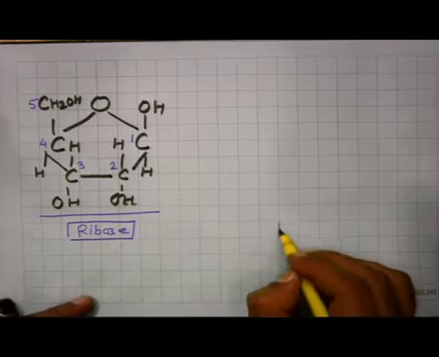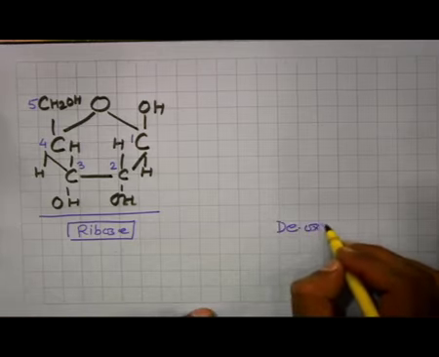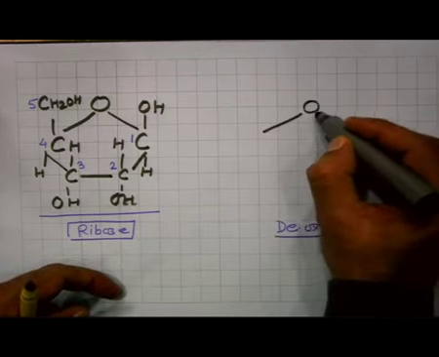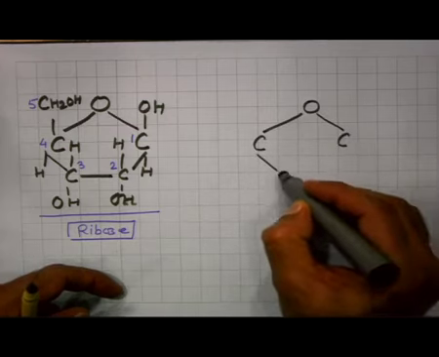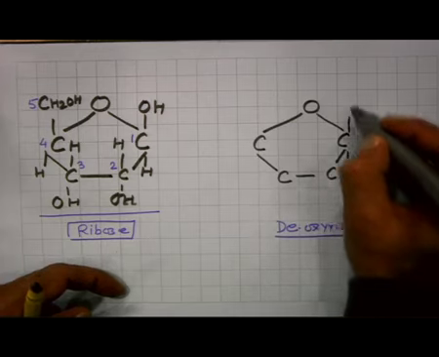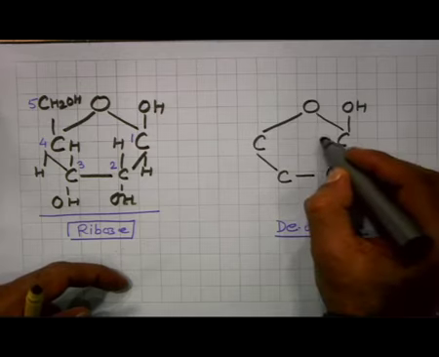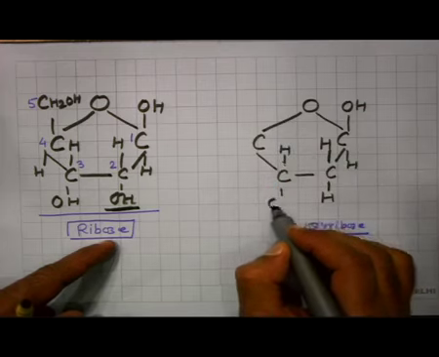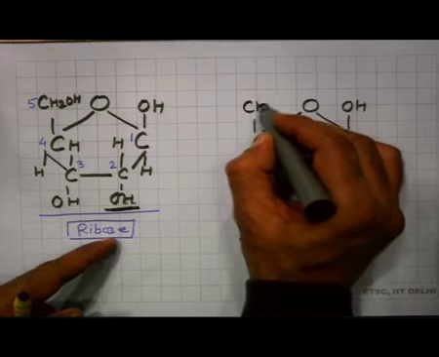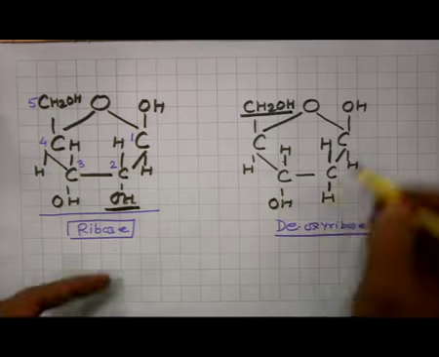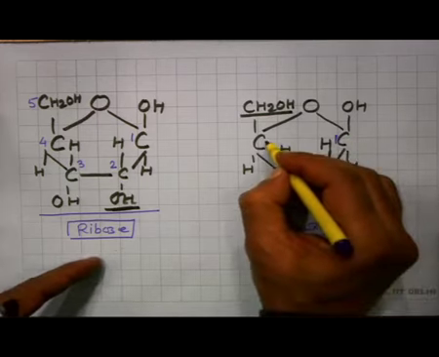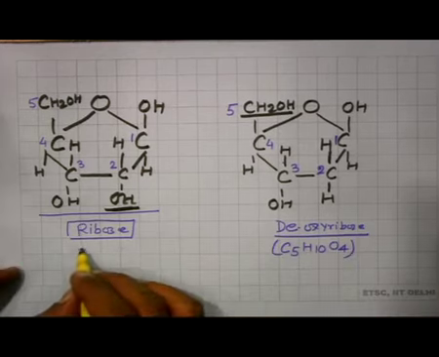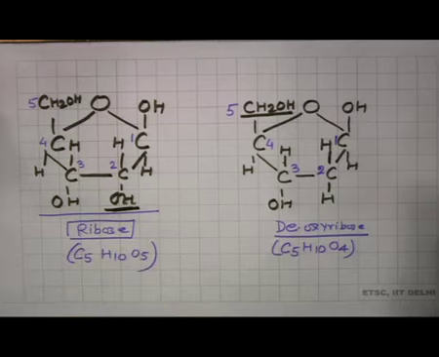At the second position, at the time of writing deoxyribose, we can easily write the structure of deoxyribose. Here OH, H, at the second position one oxygen is deleted. So, instead of H OH, here is only H, here H OH, here is H, here is CH2OH. So, this is the structure of deoxyribose, and the formula will be C5H10O4. The formula of ribose will be C5H10O5.